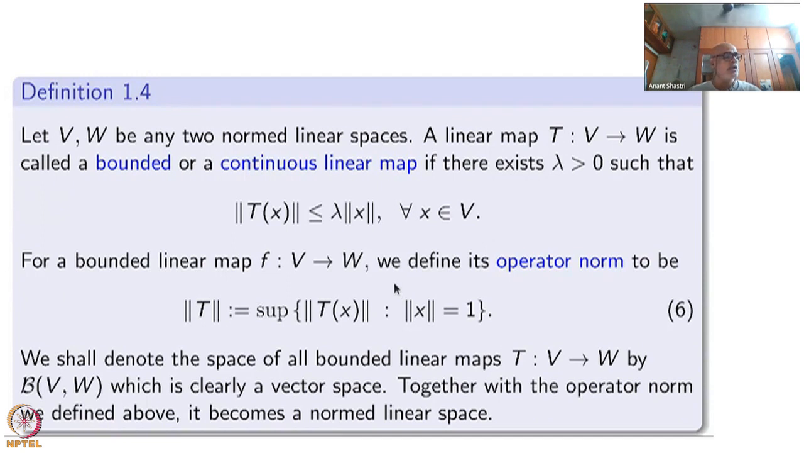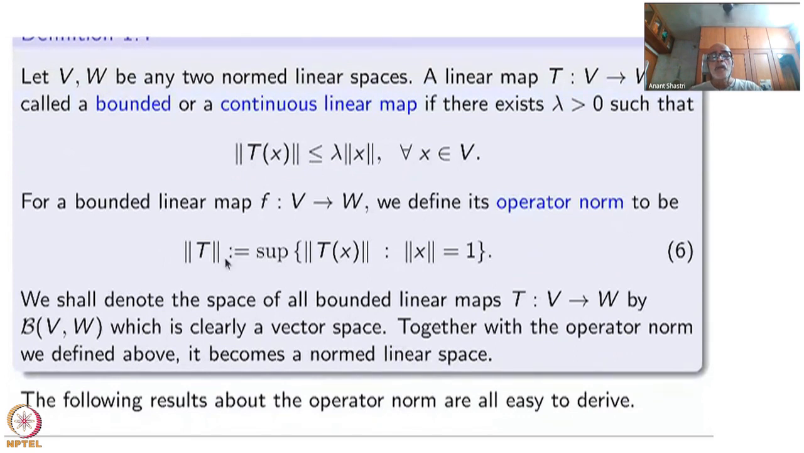For a bounded linear map T from V to W, there is something called the operator norm. We have introduced this in part one also. We have, in fact, studied the Banach space of continuous functions on a metric space and so on, so I'm just recalling it. The operator norm of T is defined as the supremum of all norm Tx, where the norm of x is 1. That means x is varying on the unit sphere in the domain. The domain is V, so x must be inside V, of course. We shall denote the space of all bounded linear maps from V to W by curly B(V, W). We will just read it as B V W, which is clearly a vector space.